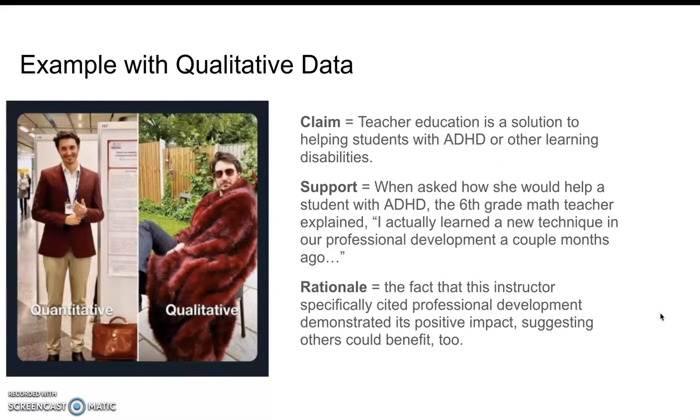Another example. I have teacher education as a solution to helping students with ADHD or other learning disabilities. Some say, no, just medicate them, or no, they'll grow out of it. I'm saying, no, teacher education, that's the solution. My support: I did an interview. When I asked someone how she would help a student with ADHD, the 6th grade math teacher said, I actually learned a new technique in our professional development a couple months ago. Are you convinced by that? I think it's kind of confusing. That's why I need a rationale. The fact that this instructor specifically cited professional development demonstrated its positive impact, suggesting others could benefit too.